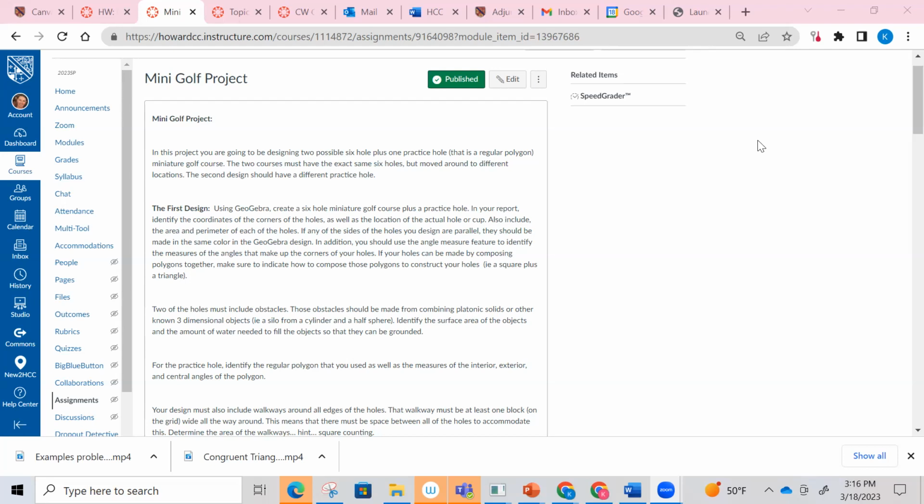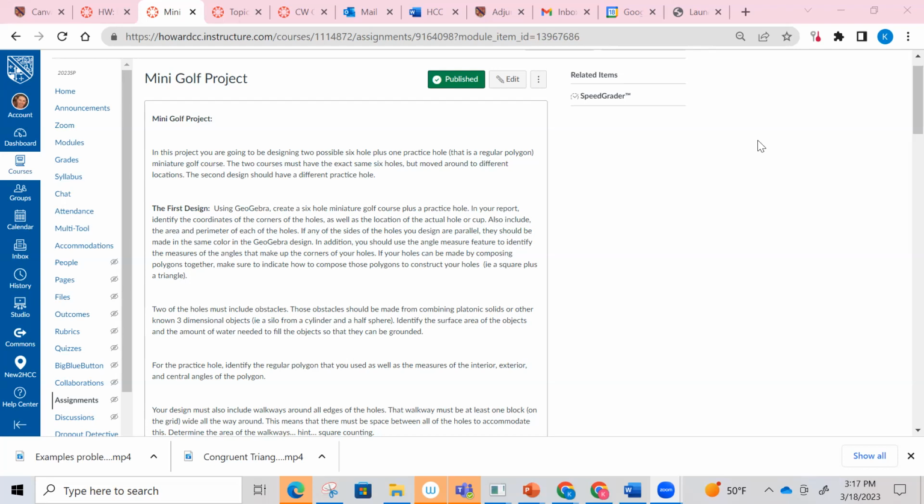So you're going to draw these using technology, and then you're going to write a report about your miniature golf course. So in the report, you have to identify the coordinates of the corners of the holes, as well as the location of the actual hole or cup. You're going to also include the area and perimeter of each of the holes, so you'll need to calculate that.